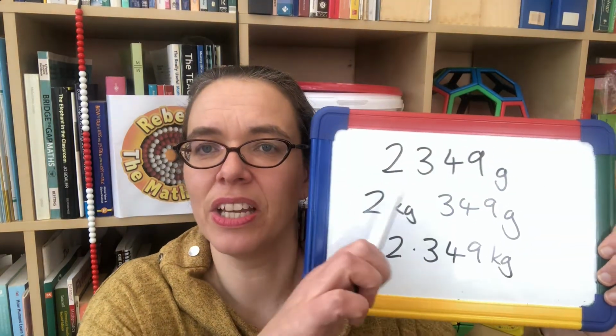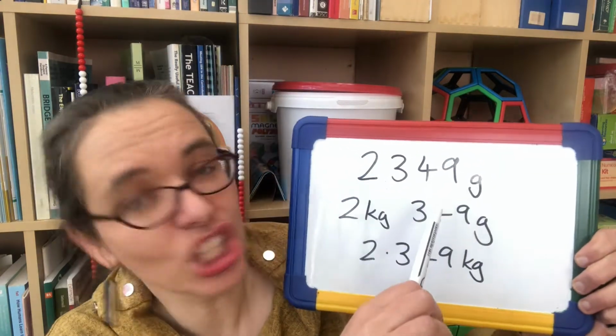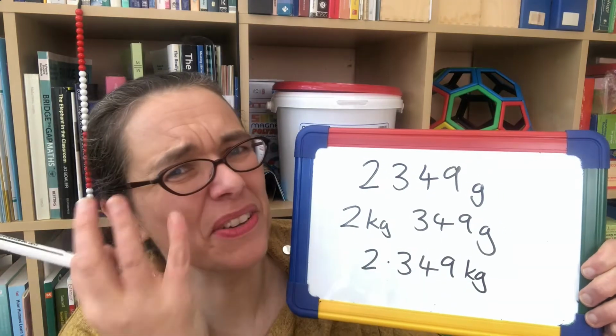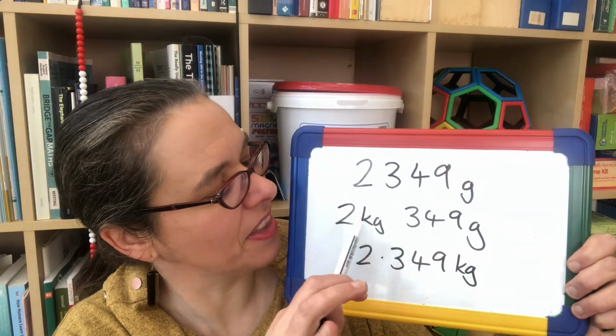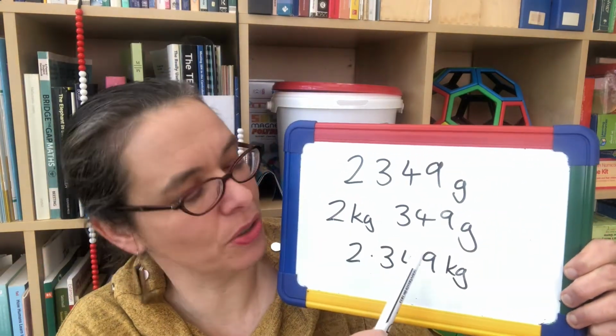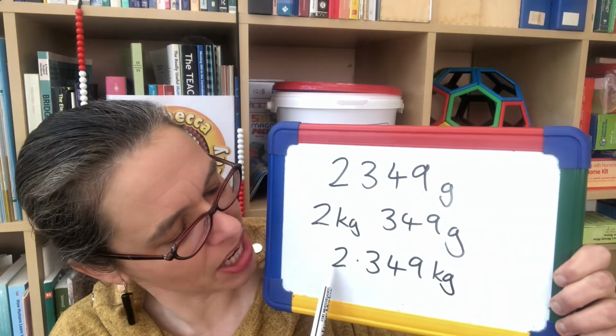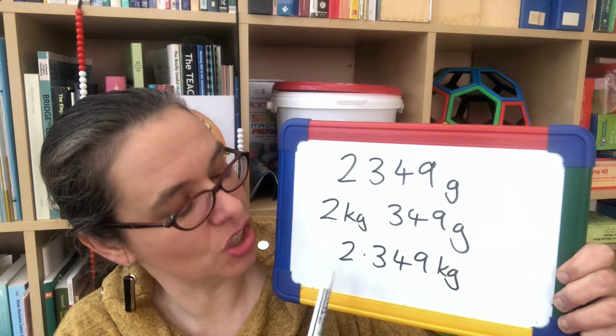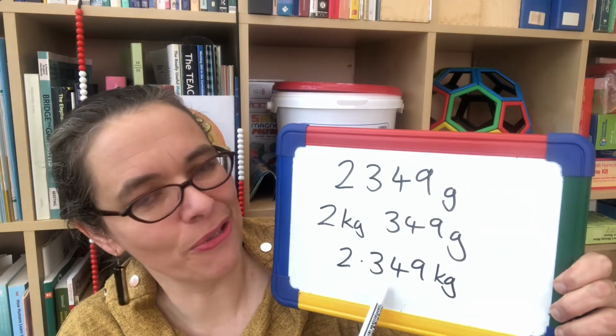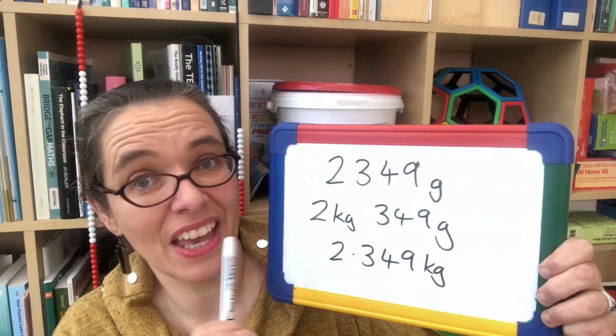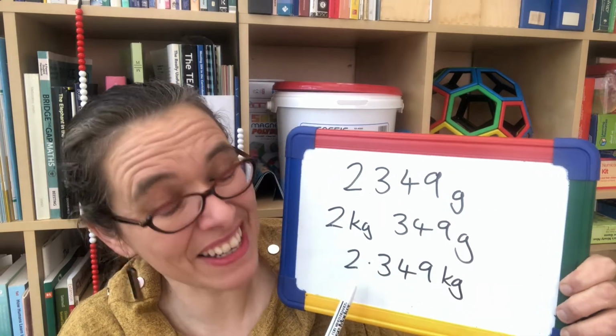And that brings me to expressing weights in different ways. So if we look at this weight, 2,349 grams, children should be able, by using their mental imagery, to understand that that is 2 kilograms, 349 grams. And this one's a little trickier, but they should also be able to see that it's 2.349 kilograms. And if they find that tricky, that's perfectly understandable.